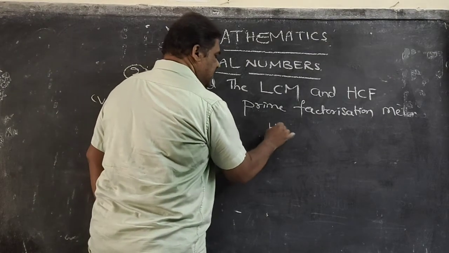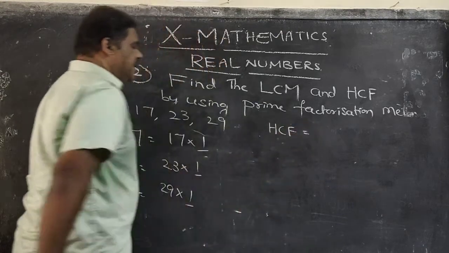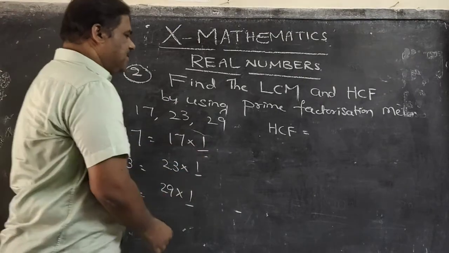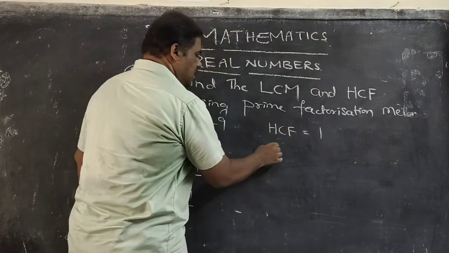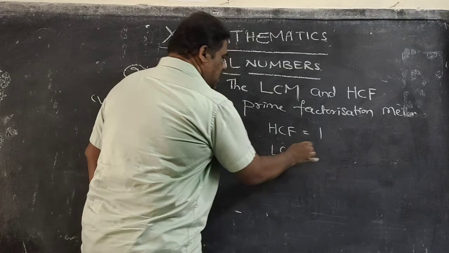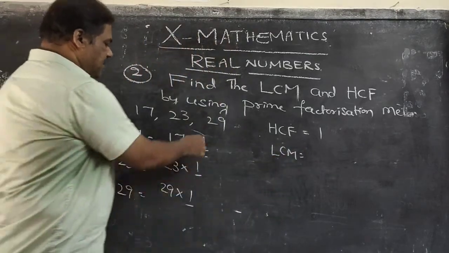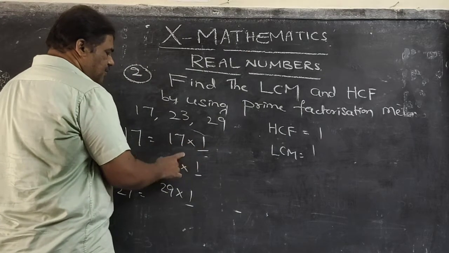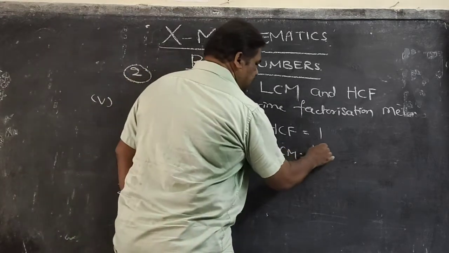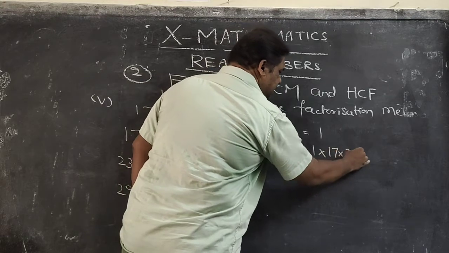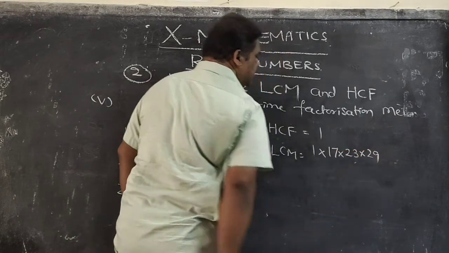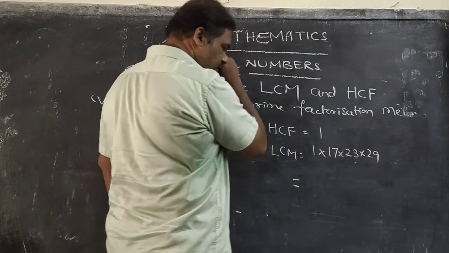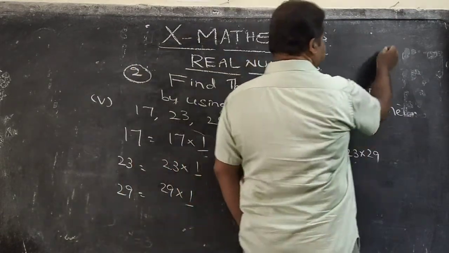So first HCF. HCF means the common factor with less power. All are having same power. So 1. Now LCM. Common factor with highest power. So 1 is the common factor. And into remaining all factors. Here remaining factor is 17. Next 23. Next 29. So we have to multiply all the three. 17 into 23 into 29.